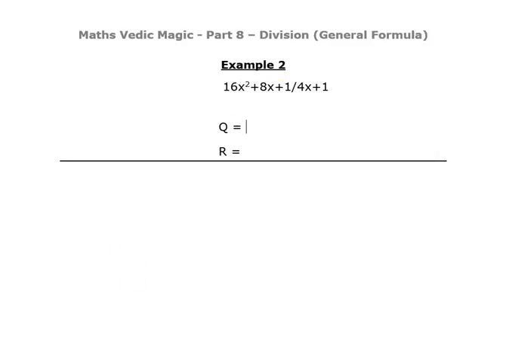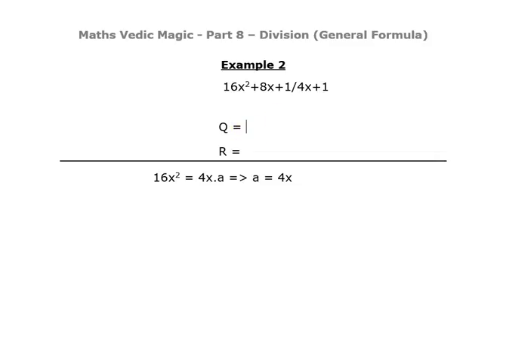Again the same thing. How do you achieve 16x squared? It is equal to 4x times, say, a, which gives us a equal to 4x. So the first term of the quotient would be 4x.